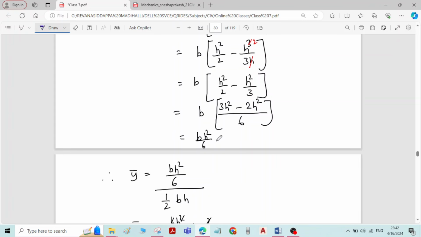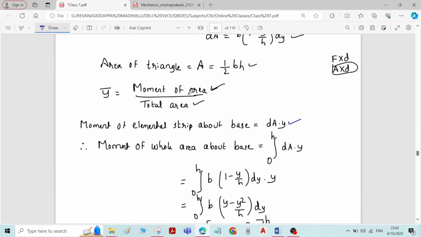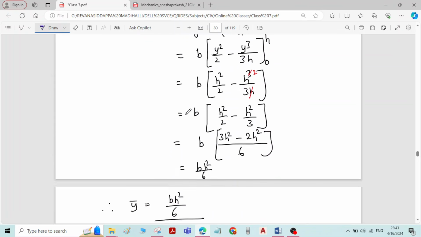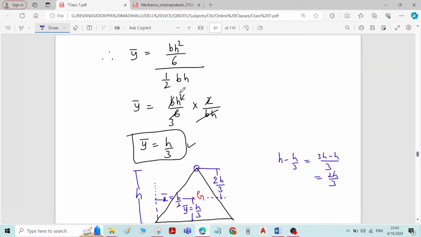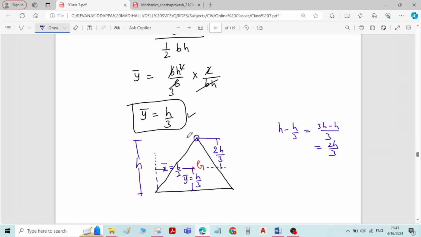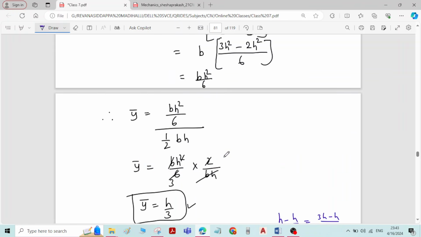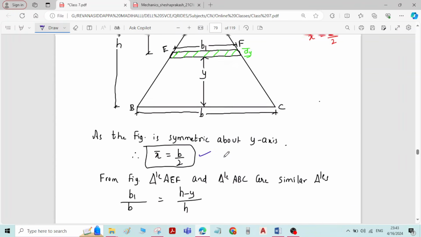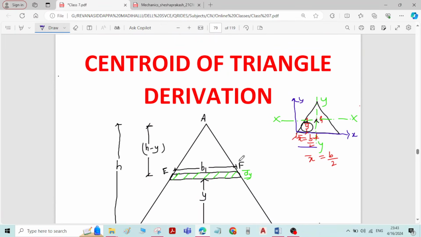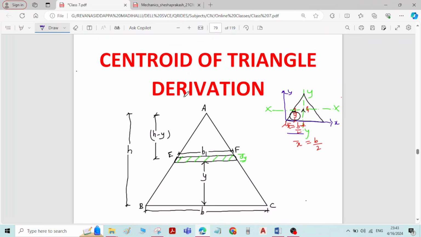Now we got the moment of the whole area. In the formula, you substitute moment of whole area divided by total area. The moment of whole area is bh square by 6, and total area is half into base into height. Simplify, and finally you will get h by 3. y bar is equal to h by 3 from the base, and it is 2h by 3 from the apex. So we are done with the centroid of triangle derivation.